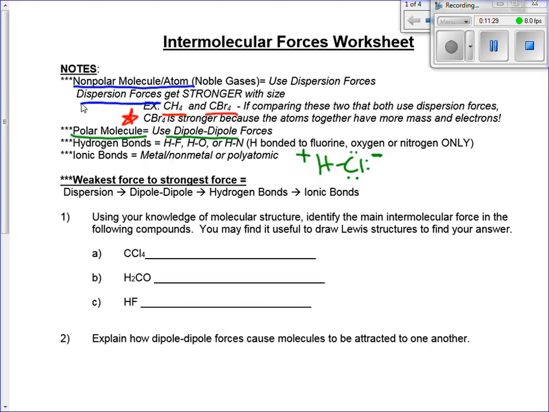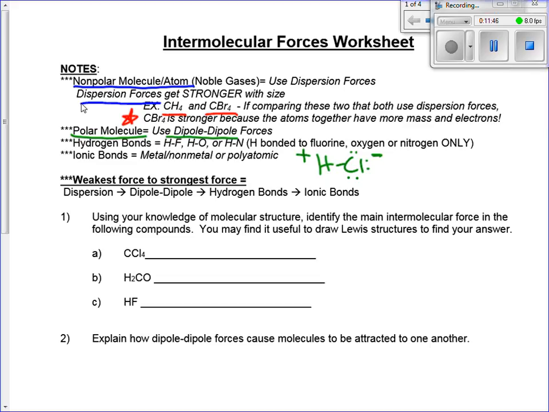Okay? And therefore, the positive sides of the H will attract to the negative sides of other molecules, and the negative side of the Cl will attract to positive sides of other molecules. And we're going to draw an example when we get to number 2.